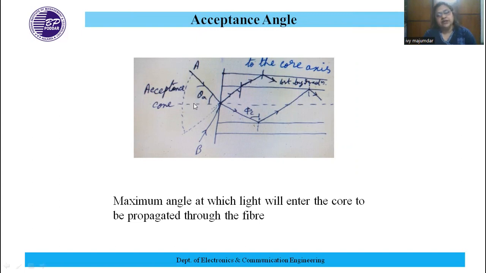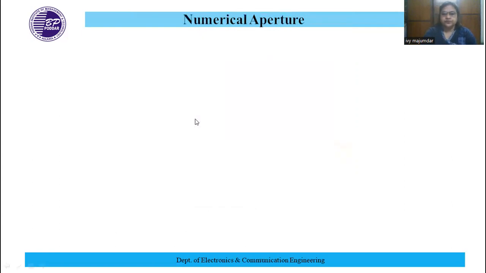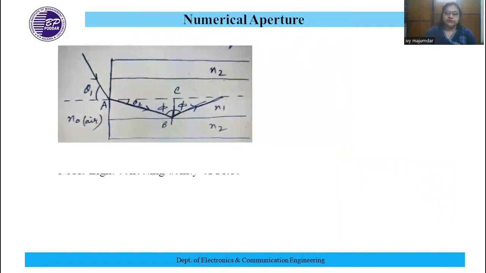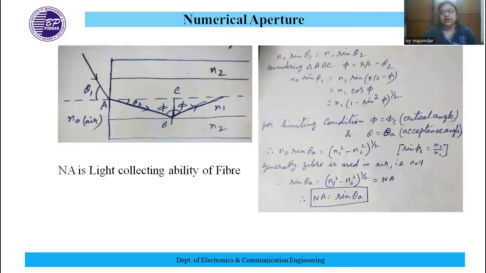And if we consider it in 3D, then it will be the acceptance cone. Now, what is numerical aperture? Numerical aperture can be defined as the light collecting ability of the fiber. Now, what is the relationship between refractive index, numerical aperture, and acceptance angle? From this figure, we can say using Snell's law, n0 sin theta 1 is equal to n1 sin theta 2.